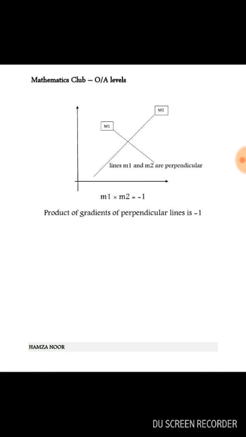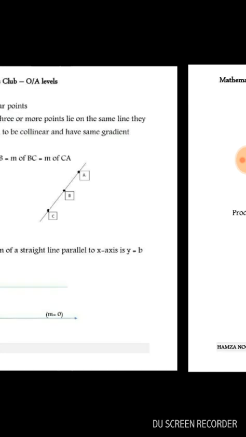So, for example, if you have a line which has a gradient 2, then for the line which is perpendicular to that line, the gradient will be -1/2. So when you multiply 2 by minus half, the answer will be -1.